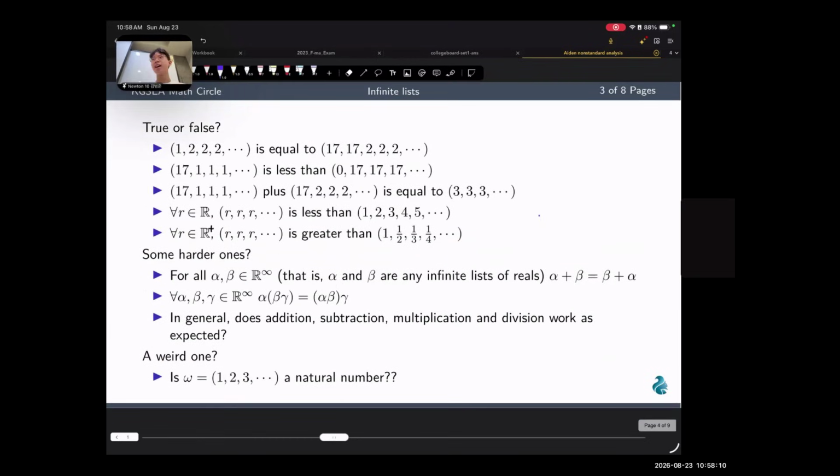Okay. I have a lot of exercises for you. Number 1, let's try this. It's 1, 2, 2, 2, 2 equal to 17, 17, 2, 2, 2, where every slot after the third one is equal to 2. Can somebody here give me an answer? Or everyone in this Zoom? Shout it out. The first and second voter will say no, and the rest of the vote will say yes. So the majority is yes, so I guess it is equal.